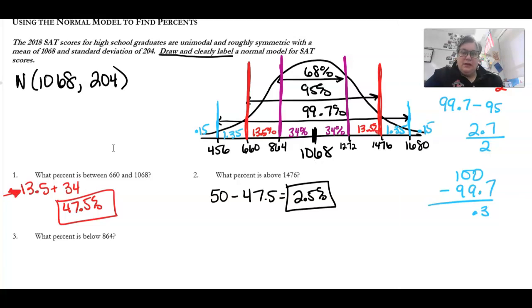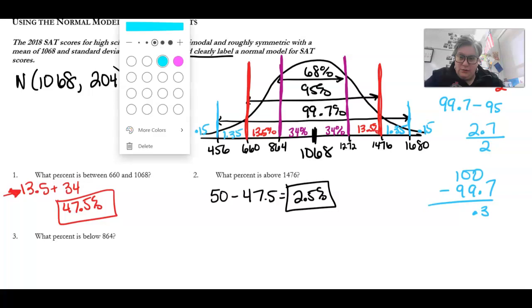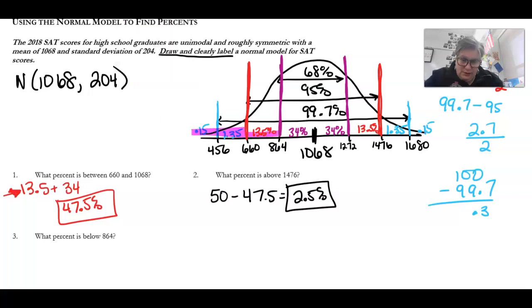We have all our numbers kind of there. It says what percent is below 864? So we've already done the hard work. 864 is right here. And so you're going to add those numbers up. So 0.15 plus 1.35 plus 13.5. And that's 15%.